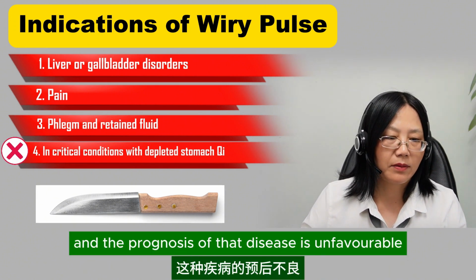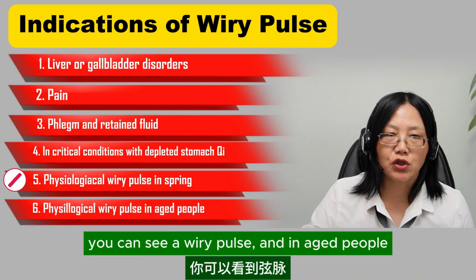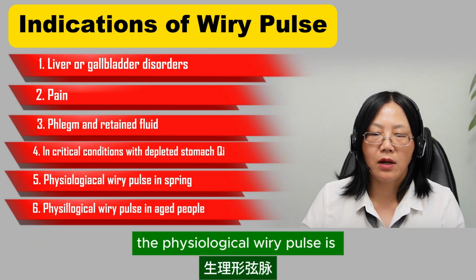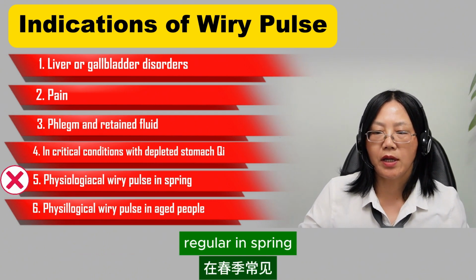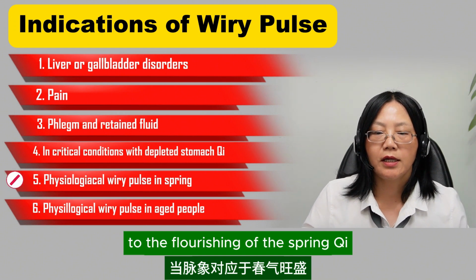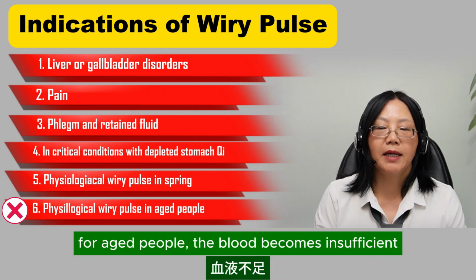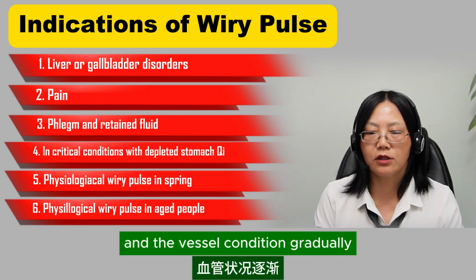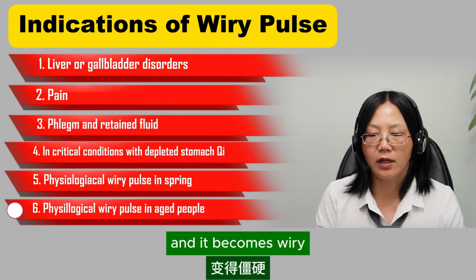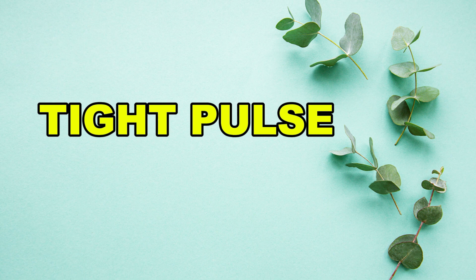Then in the spring, you can see a wiry pulse, and in aged people, you can see a wiry pulse as well. The physiological wiry pulse is regular in spring when the pulse condition corresponds to the flourishing of the spring qi. It is a little wiry, but harmonious. For aged people, the blood becomes insufficient and the vessel condition gradually loses its harmonious feature and becomes wiry, which belongs to physiological degeneration.